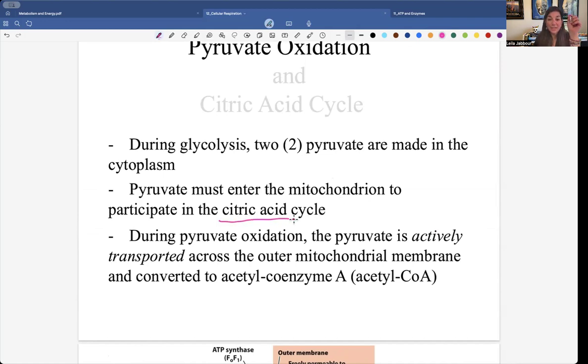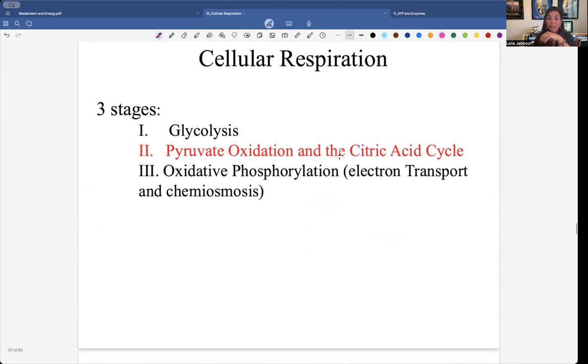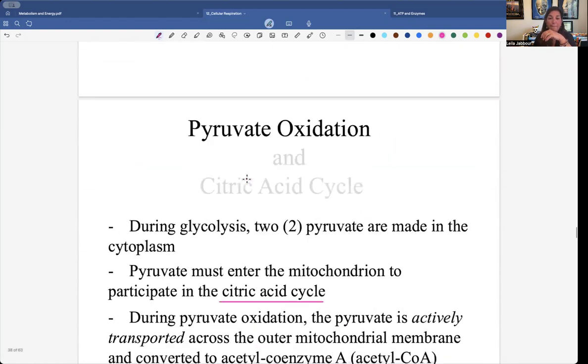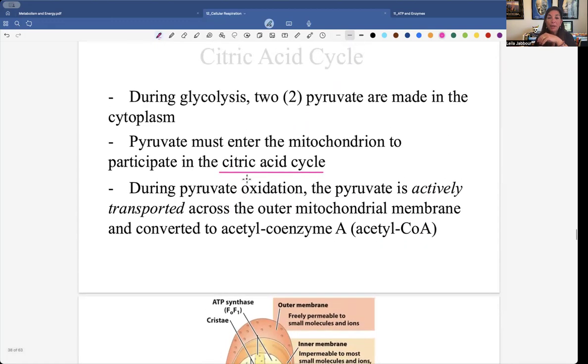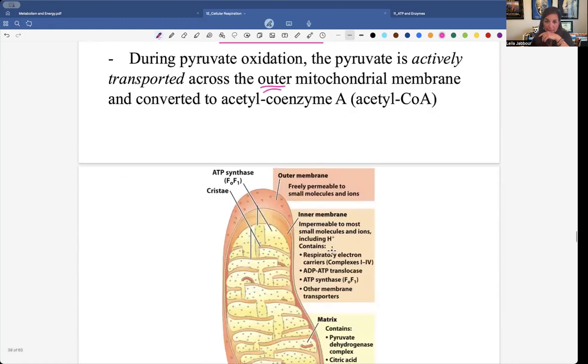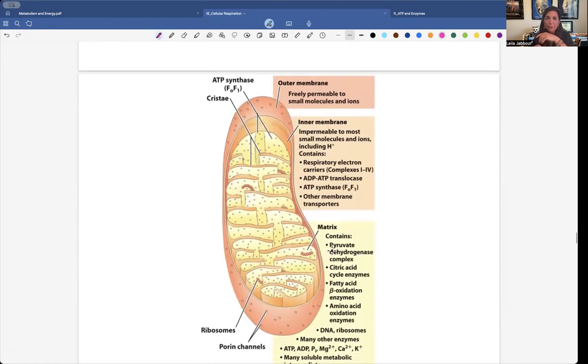The citric acid cycle is inside the mitochondrion. So this portion here, the citric acid cycle, is inside the mitochondrion. So we have to get in there to do this stage 2. Okay. So during pyruvate oxidation, the pyruvate is actively transported across the outer mitochondrial membrane and converted to acetyl-CoA. So let's see where this is happening. There we go. It is the outer membrane right here.